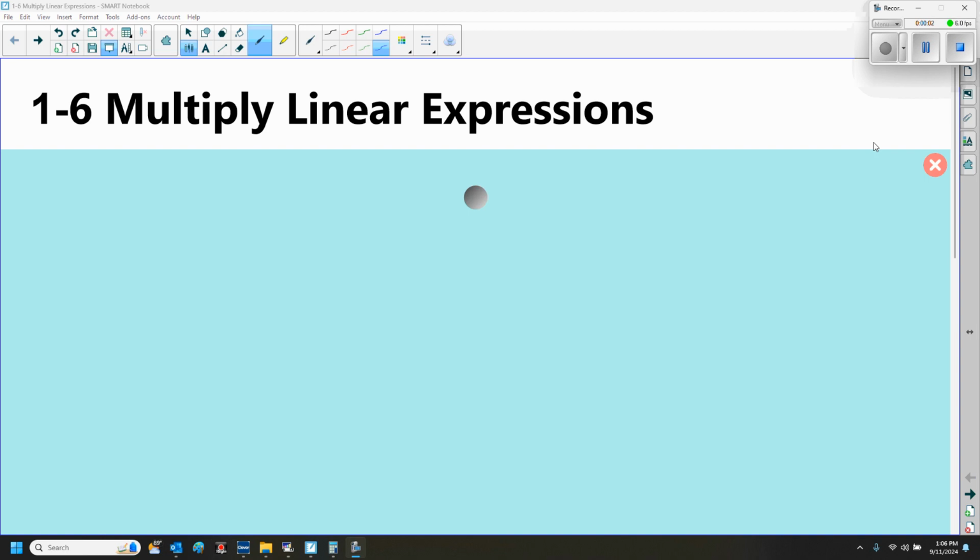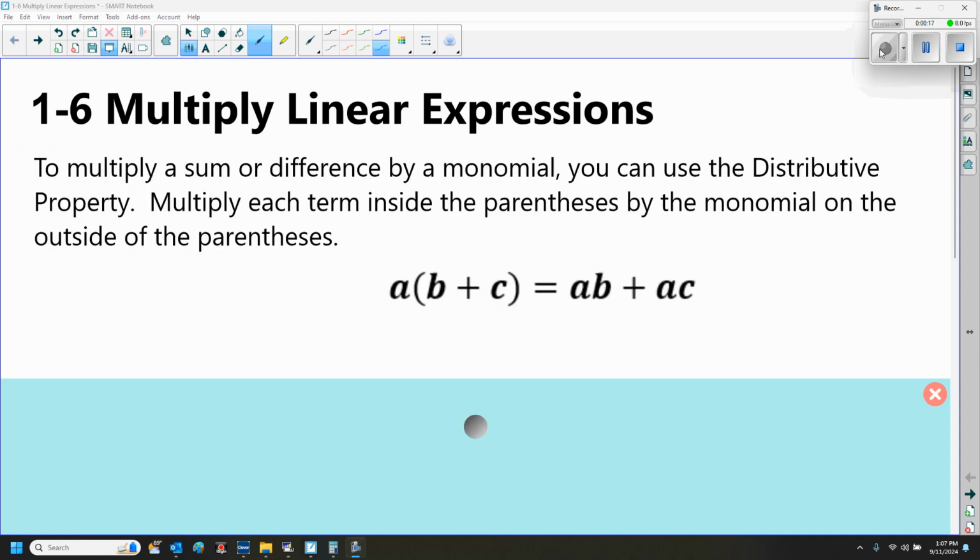All right, so today's lesson is 1-6. It's multiply linear expressions. You guys know what linear expressions are? They are expressions that form a line. Linear, right? Okay? All right, so to multiply a sum or a difference by a monomial, and monomial is something we learned last class, you can use the distributive property.